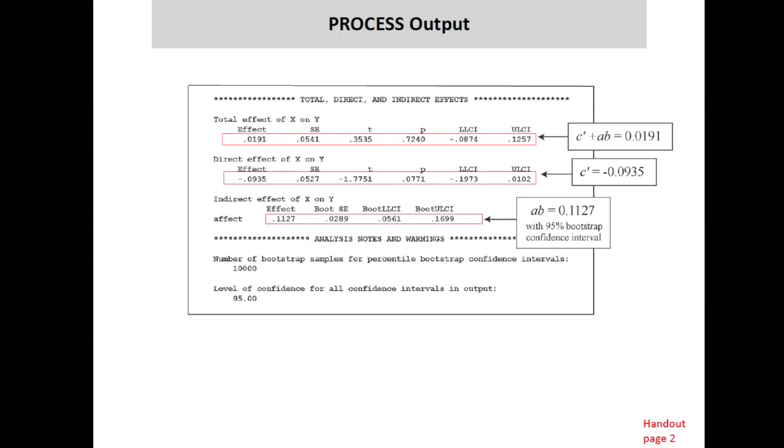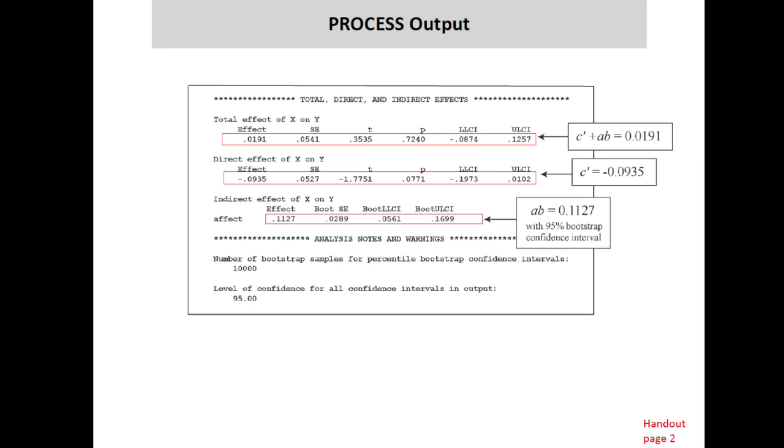Here's where all the fun is. This is a summary where we get the total effect of X on Y. There's that 0.019 I showed you earlier, the sum of the direct and the indirect effect. There's the direct effect. And then the indirect effect, and here we see, because I asked for it, a bootstrap confidence interval. This is the lower and upper bound on the 95% confidence. And that doesn't straddle 0.